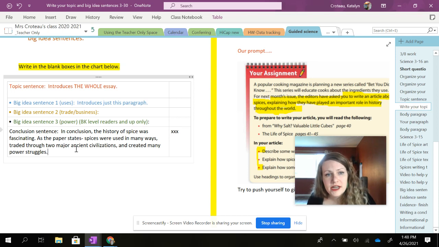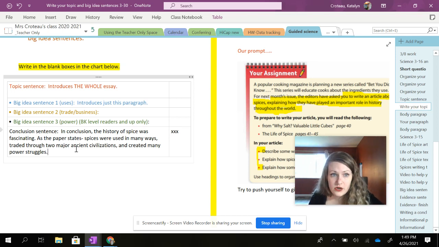Okay. If you just said, in conclusion, the history of spice, that is not a complete sentence. The history of spice, what? So think about the what, okay? Because we need to have a verb or a predicate in our sentence. So if you just said the history of spice, we don't have any kind of action word or helper word. We need some sort of a verb. So in conclusion, the history of spice, what?